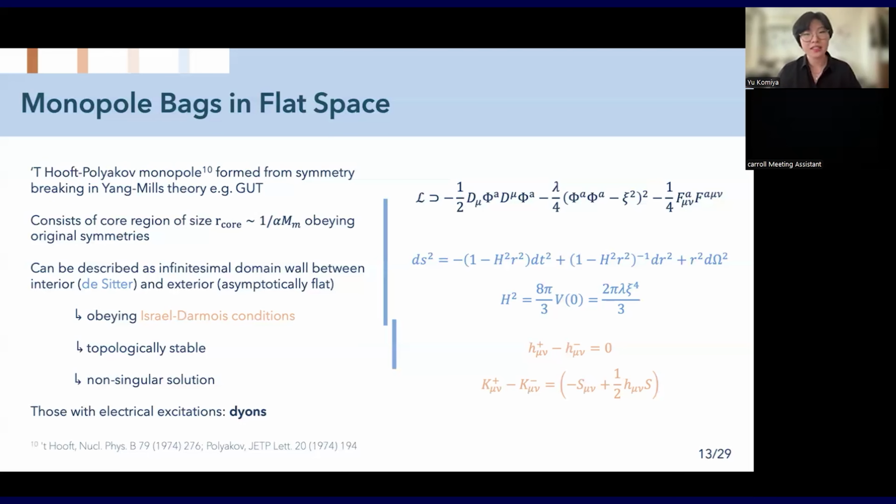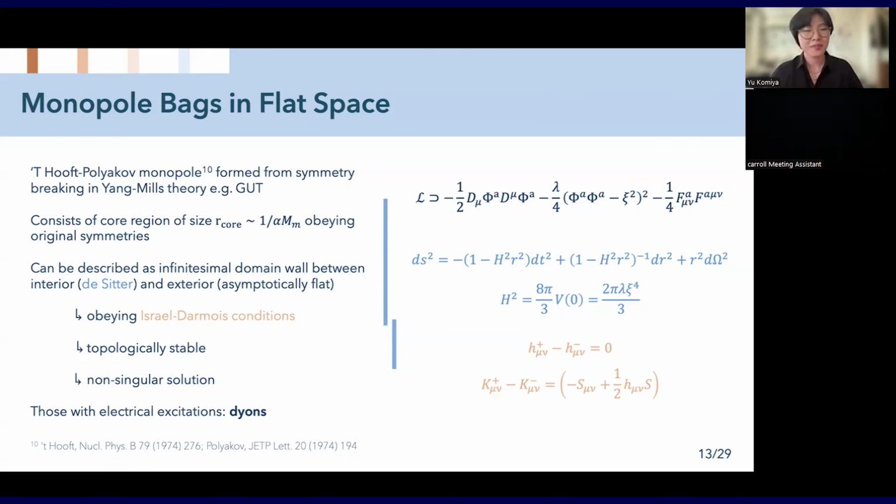And what this does is that we allow the outside and the inside to be matched physically, and the reason for this is they will have to obey the Israel-Darmois conditions, which tells us that the induced metric is continuous across it, and it also tells us something about the intrinsic energy stress tensor of the domain wall that forms the boundary. But for this case, currently we're staying in flat space, so this is just something to keep in mind later. And also something to keep in mind is that we won't specifically be taking a 't Hooft-Polyakov monopole in a lot of cases, but this is just a nice way to introduce how everything works.